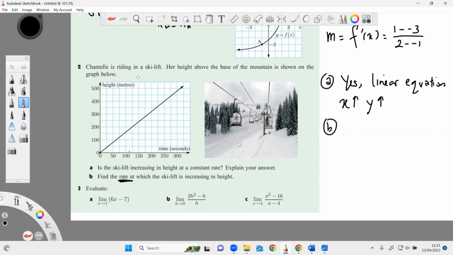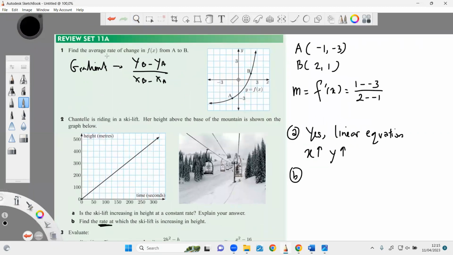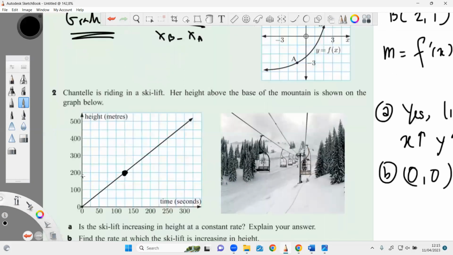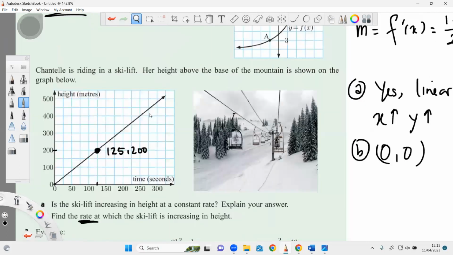Wait, look at the key points. The rate is always gradient. So you can pick any point, 0, 0, or another easy point. I think you can look at here, right? This is an exact number. 125, 200.